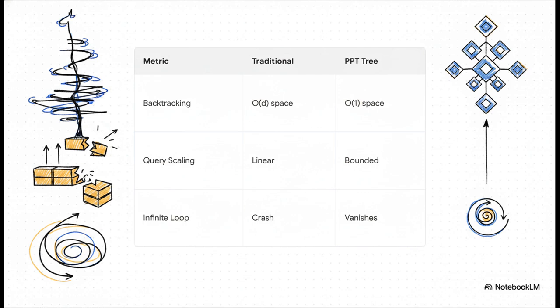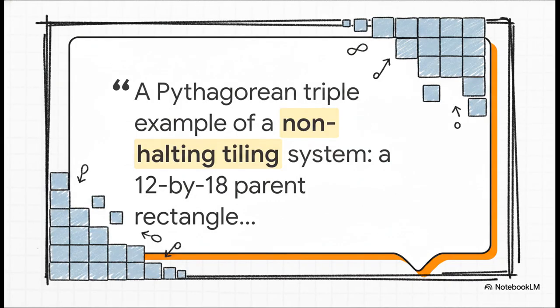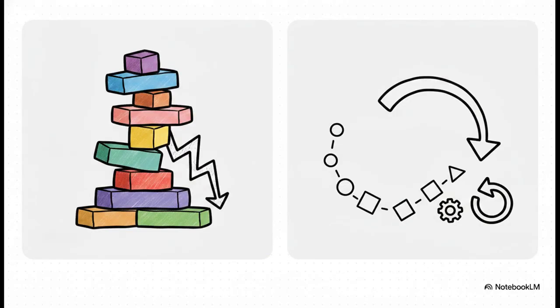It's night and day. To really visualize this non-halting tiling system, developer Kyle Smith gives us a great structural analogy. Imagine a parent rectangle that's 12 by 18. You can mathematically tile it with infinitely many smaller repeating rectangles, starting with a 12 by 10, scaling downward continuously along a number line. You are quite literally fitting infinity inside a finite bounded box. The math itself never halts, but the physical space it occupies never exceeds the borders of that original 12 by 18 rectangle.